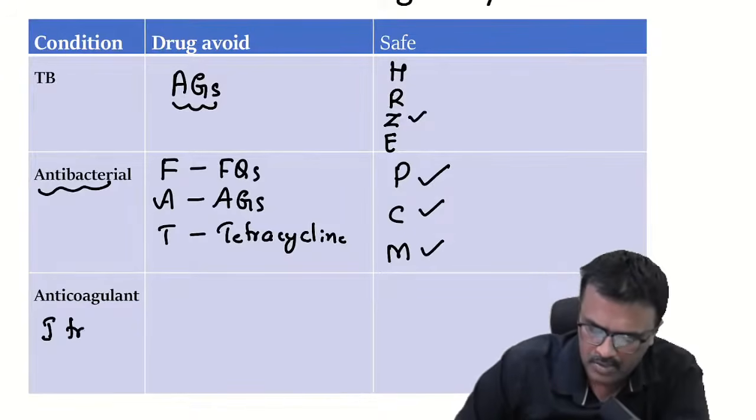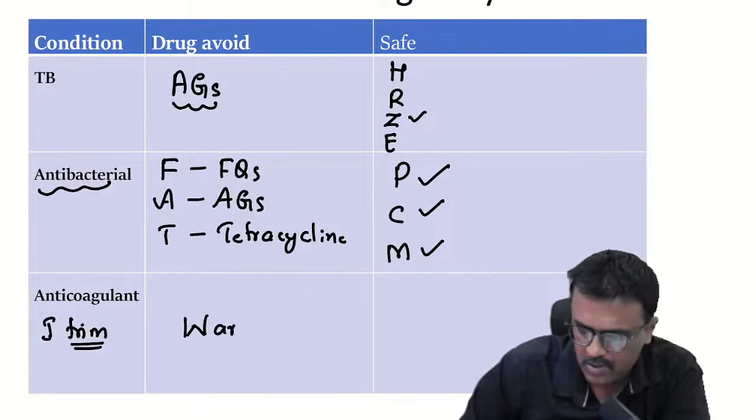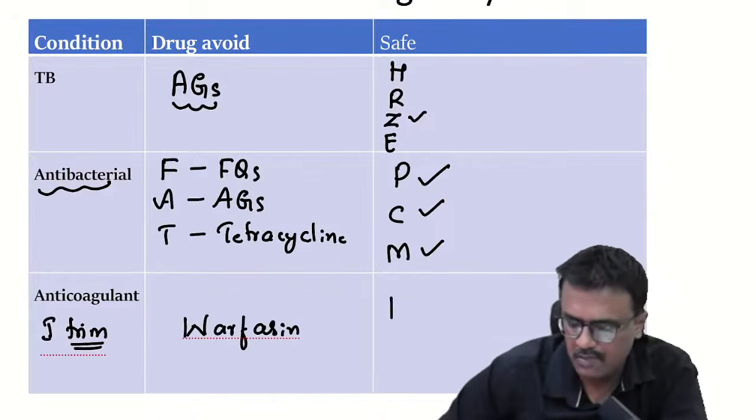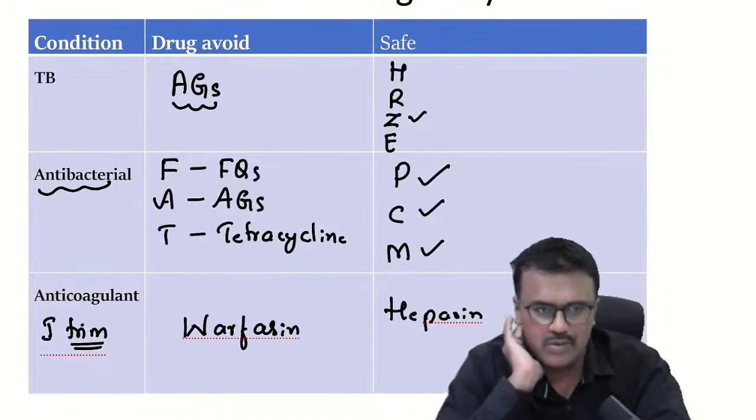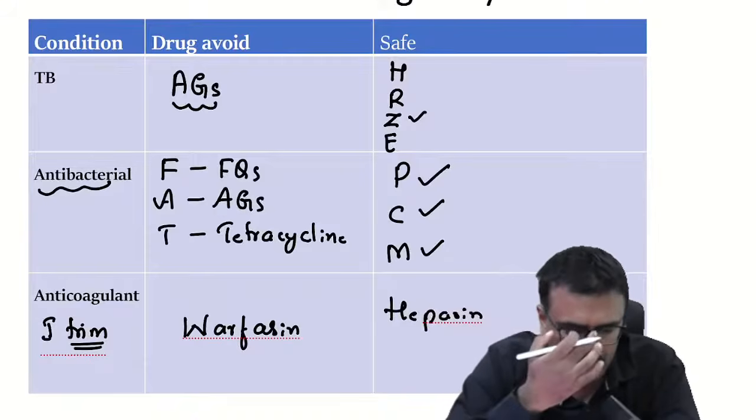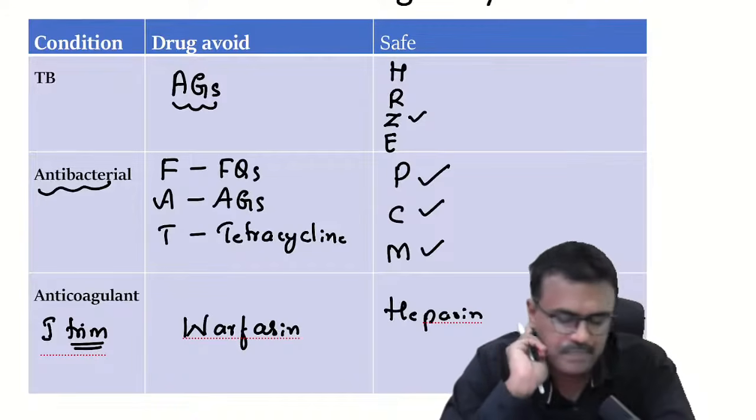Anticoagulant in first trimester. What to avoid is warfarin because it can cause teratogenicity. The safest will be the heparin group. Either unfractionated or low molecular weight heparin can be used. Yes, Rama, you are right.